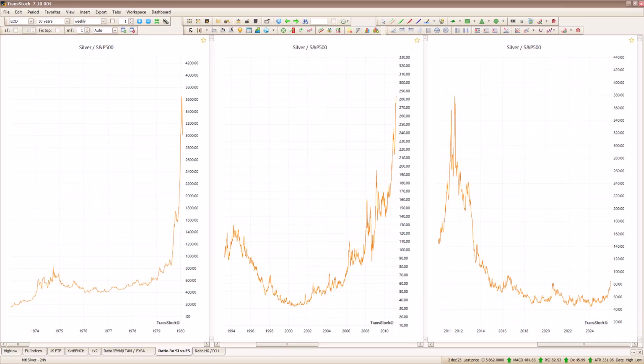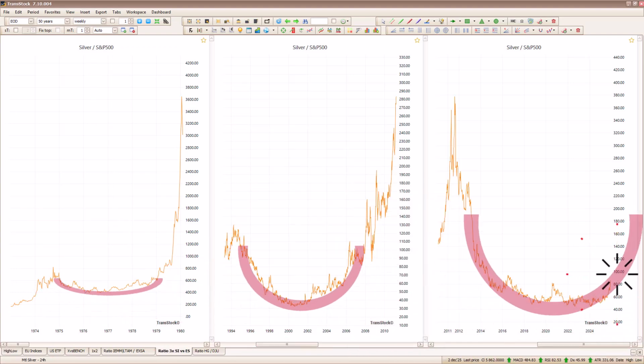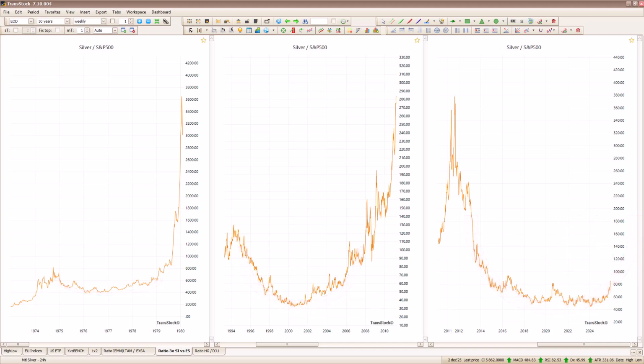First study. Three ratio charts of silver versus the S&P 500. From left to right, you see the period 1974-1980, then 1993-2011, and finally 2011 to today. In all three periods, you can clearly see a rounded bottom as the trend changes.